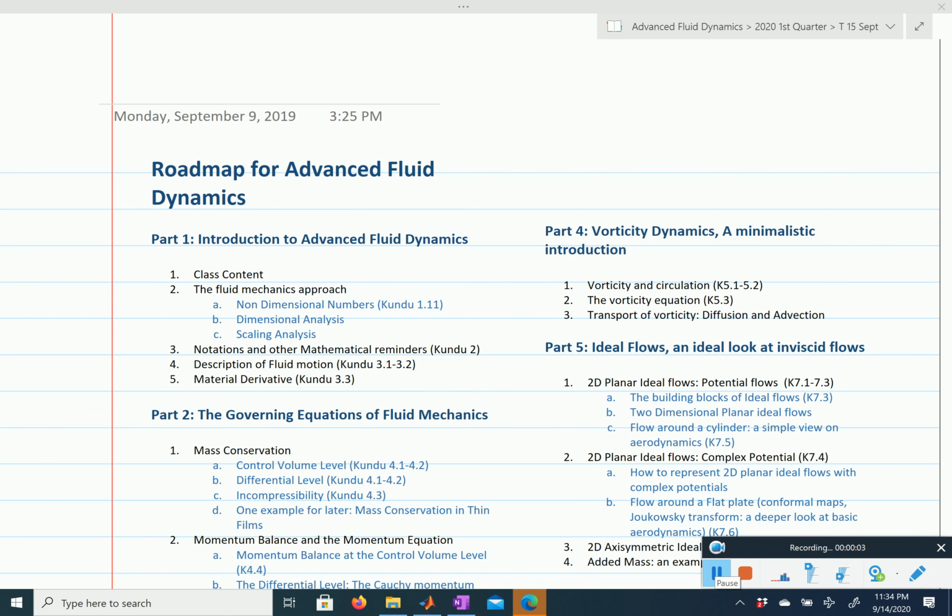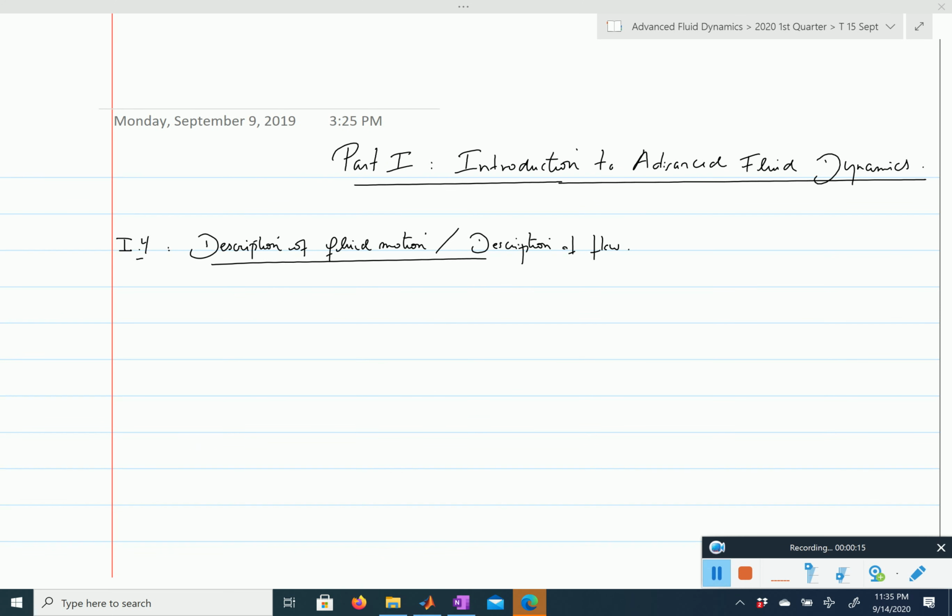Here I discussed a few ways that we will describe fluid motion in advanced fluid dynamics. So the full description of the fluid motion is given by the velocity field. Remember that the velocity field is one of the two fields that we will usually look at in IFD, the other one being the pressure field.